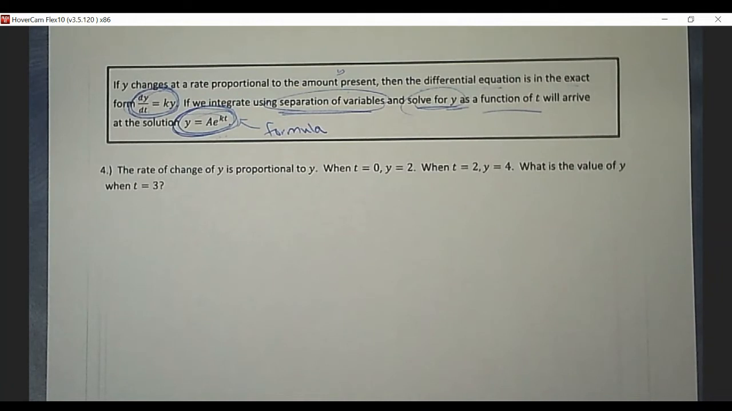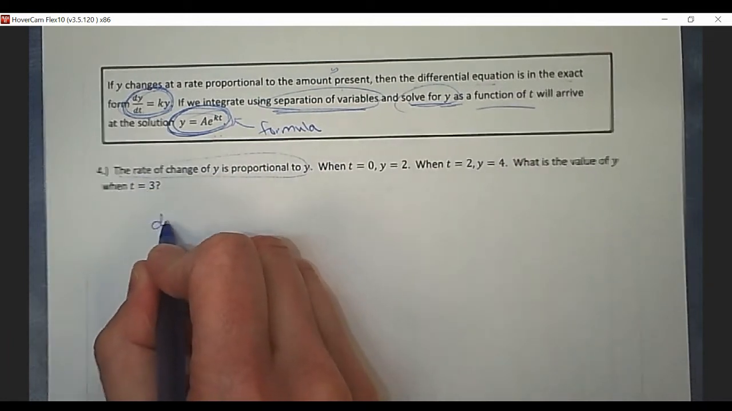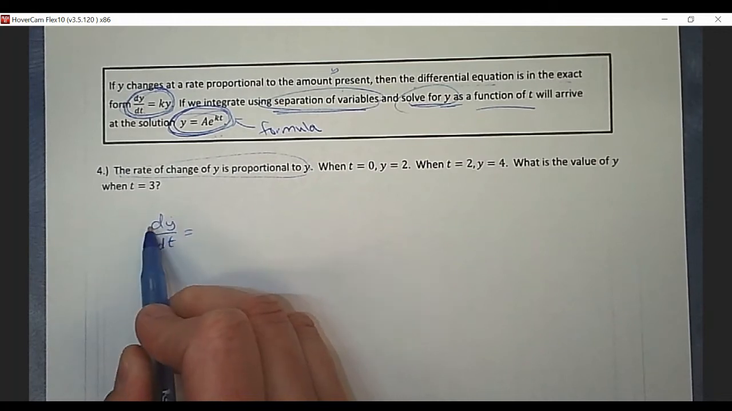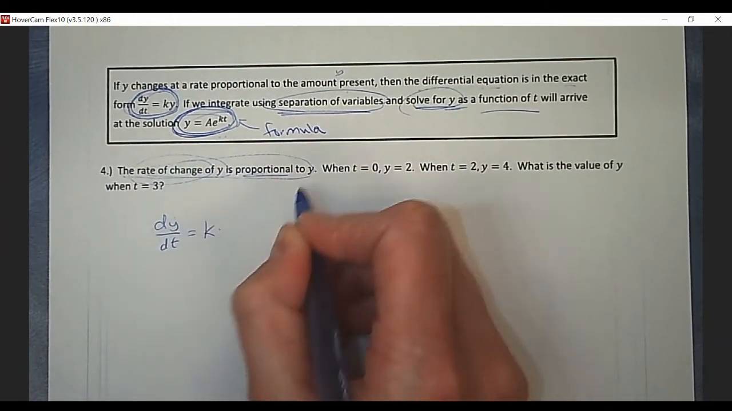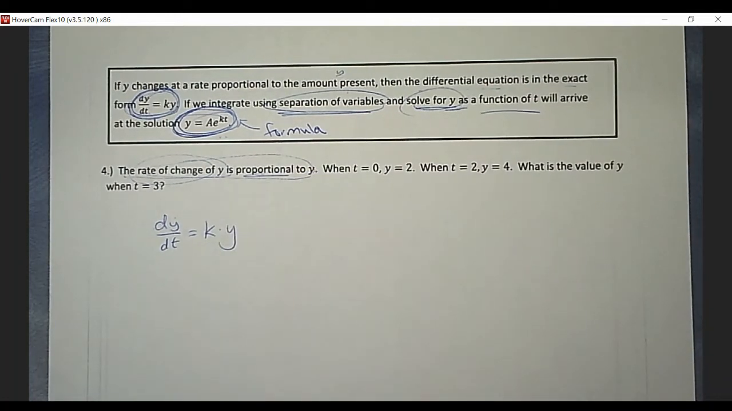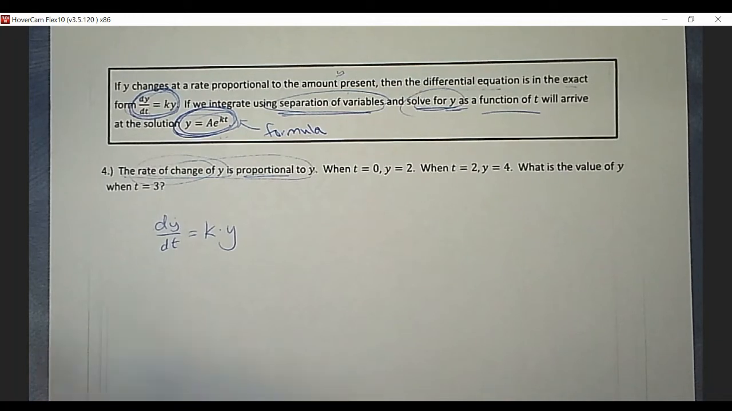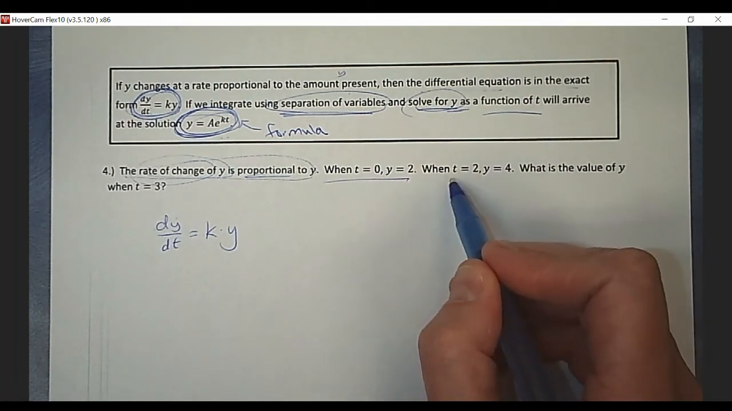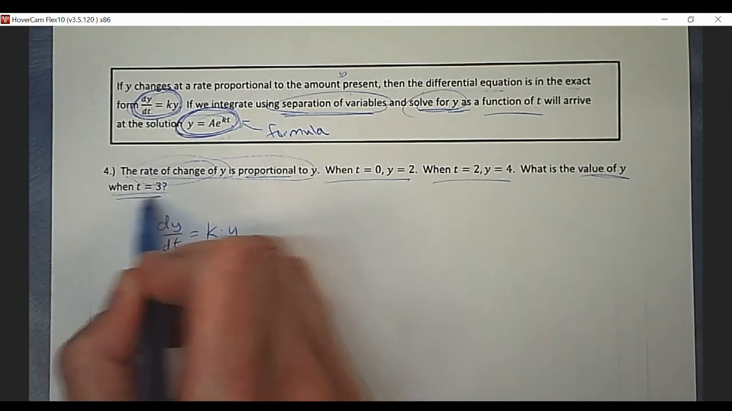Here's our first one. I have a problem that says the rate of change of y is proportional to y. Okay, so that is this exact format. The rate of change of y, the derivative of y with respect to time, that's the rate of change of y. It's proportional, so we have a constant times y. That is the exact format we have here. What we want to do is, I have an initial condition and I have another given point, and we want to find the value of y when t equals 3.